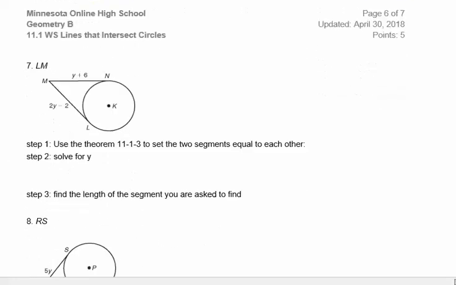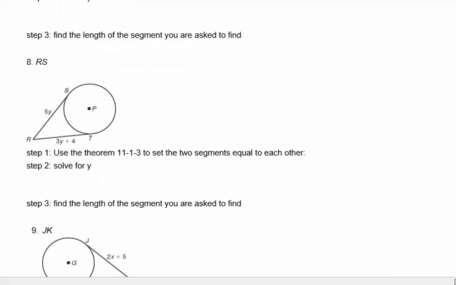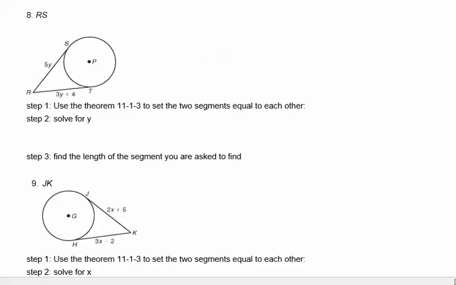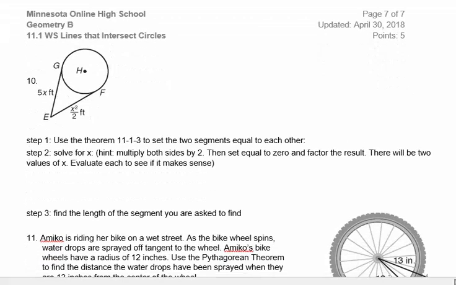Here's another one. This one you're looking for y, and then you'll find the length of LM. And number 8, you're looking for y again, and you'll be looking for segment RS, and so on. Number 10 is just a little bit different because there's an x squared. Almost always when there's an x squared in a problem, you will get a quadratic equation, which means you'll have 2 possible solutions. So we start again by setting them equal to each other using that theorem.